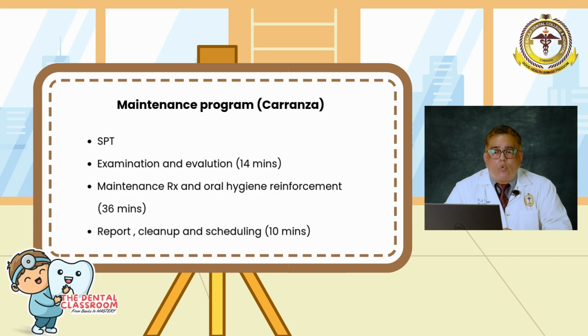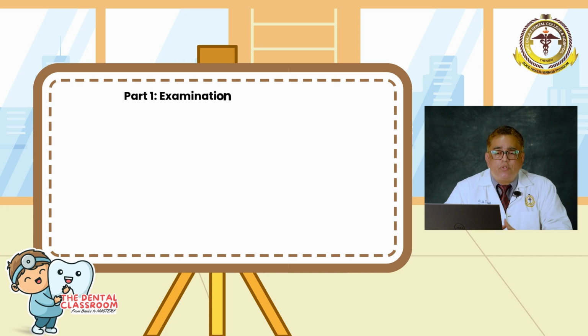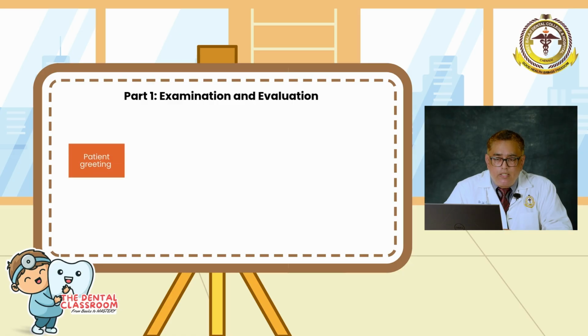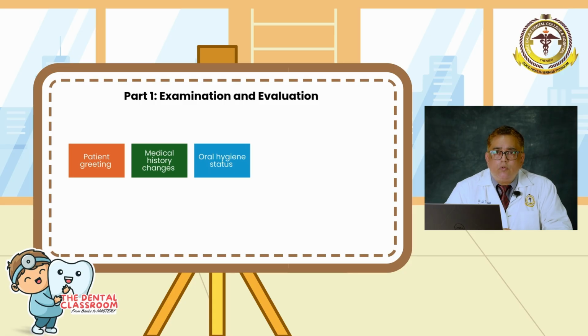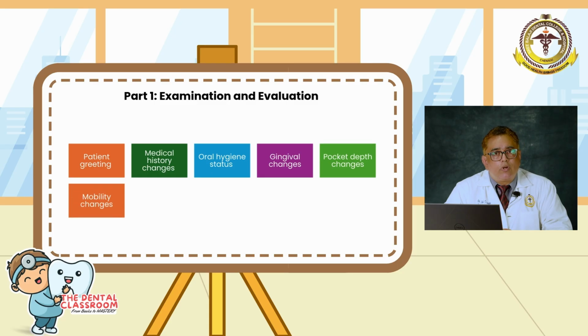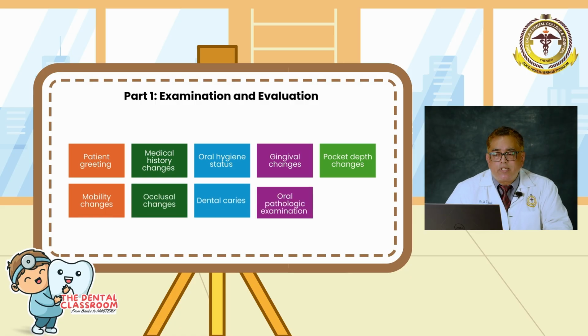Now coming to part 1, examination and evaluation. What will you do? First, the patient has to be greeted well. Then you check the medical history. In that you look for the oral hygiene status of the patient. You look for any gingival changes. You look for pocket depth and changes. You look for any tooth which is mobile. You look for occlusal changes, dental caries, oral pathological examination, and finally restorative, prosthetic and implant status has to be checked.